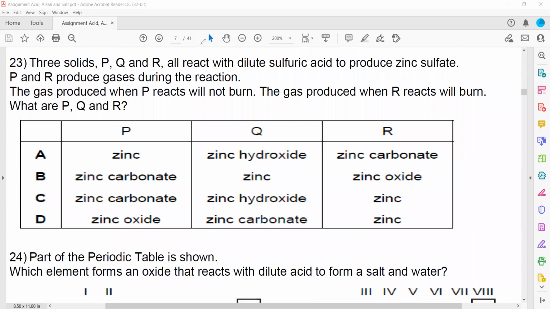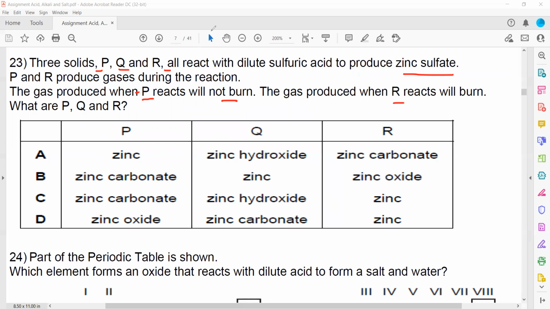Three solids, P, Q and R, all react with acid to produce zinc sulfate. P and R produce gas. The gas produced by P will not burn, but the gas produced by R will burn. What are P, Q and R?